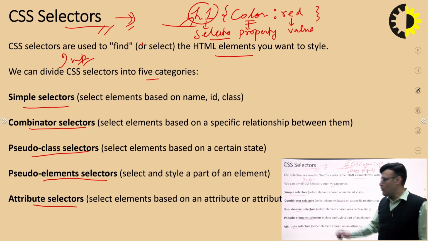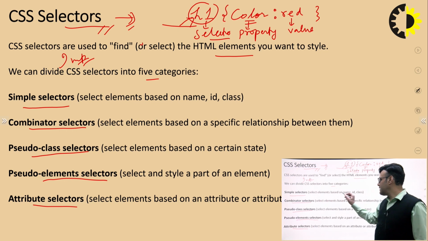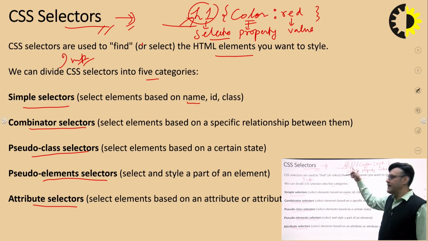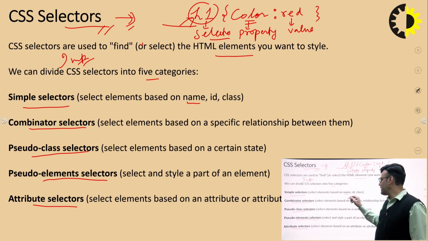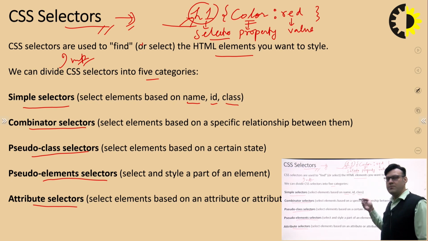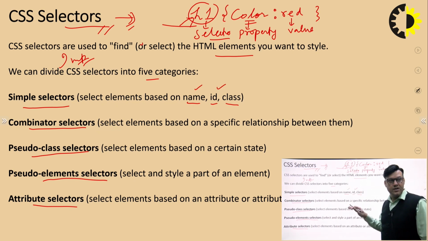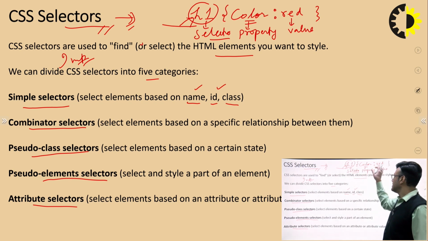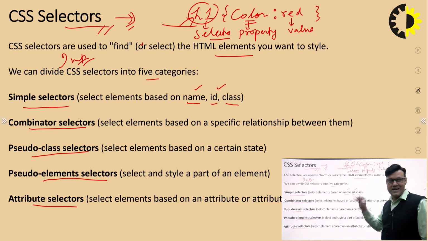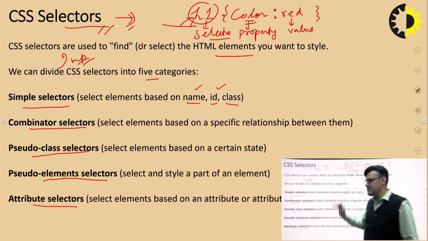In simple selector, we select each element based on name. Here I have used the name H1, heading 1. On the basis of name or ID, which we will learn in further slides, or class, a simple class is made, a simple ID is made, a simple name is given. On the basis of that, you will use properties like this and set the values of those properties. That is a simple selector.